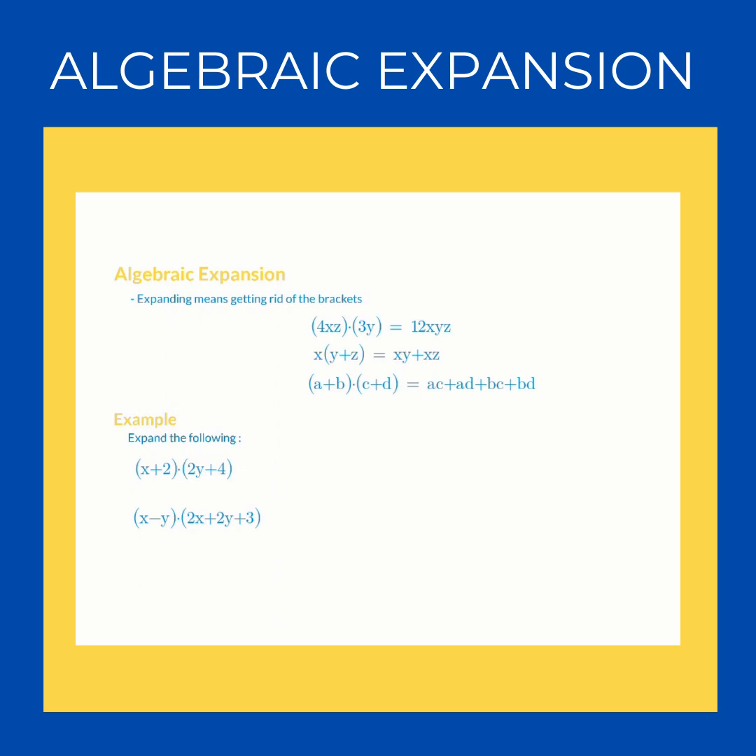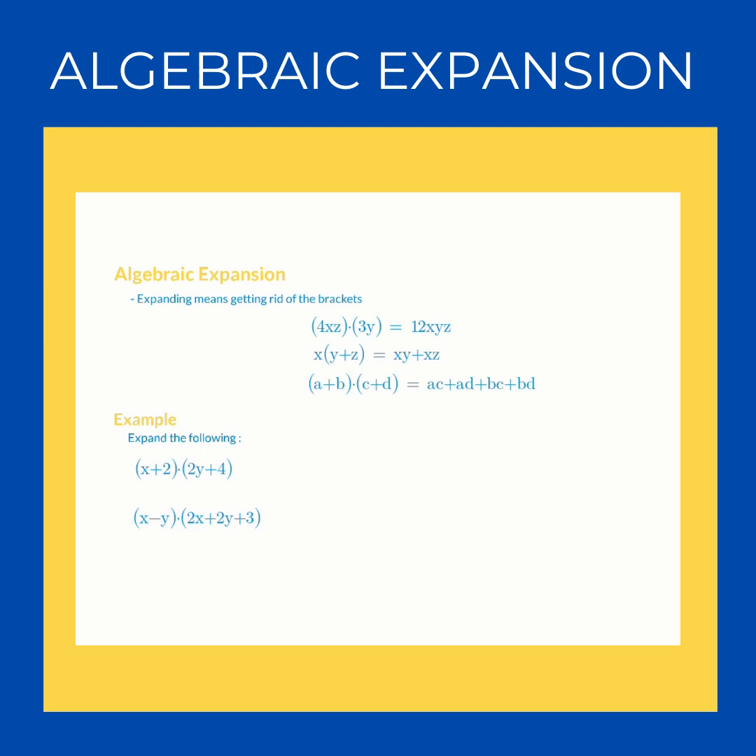Algebraic expansion means getting rid of the brackets. So it simply means removing the brackets. So if I have 4xz times 3y, here I have to multiply 4 times 3 and the answer is 12. Then I multiply xz times y and the answer is xyz.